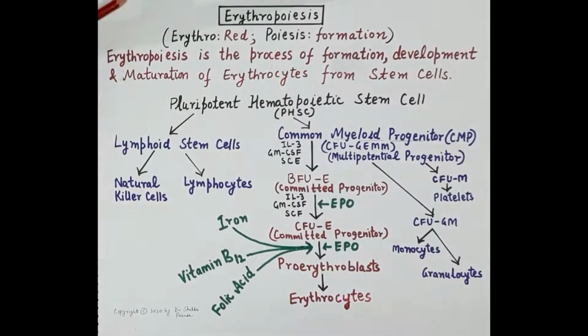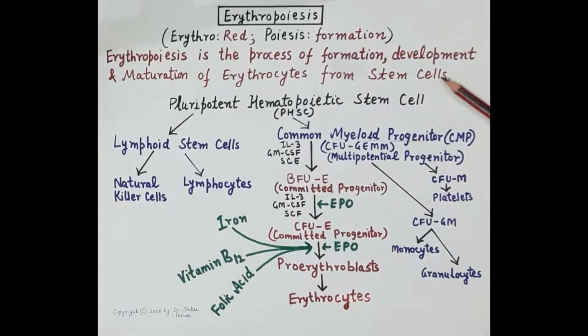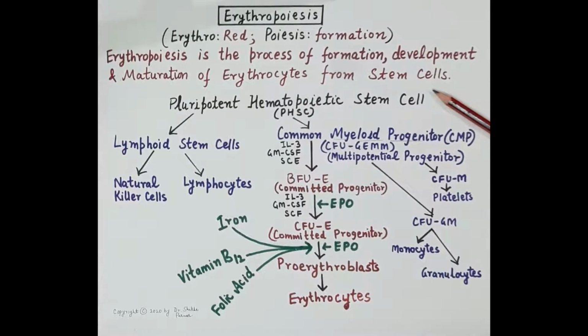Now this is a very important slide. Now we will try to understand the process of erythropoiesis. Now erythro refers to red and poiesis means formation. So erythropoiesis is the process of formation of red blood cells. Now erythropoiesis can be defined as a process of formation, development and maturation of erythrocytes from the stem cells. I hope all of us know that erythrocytes are the red blood cells. Now these red blood cells are produced from the stem cells of bone marrow.